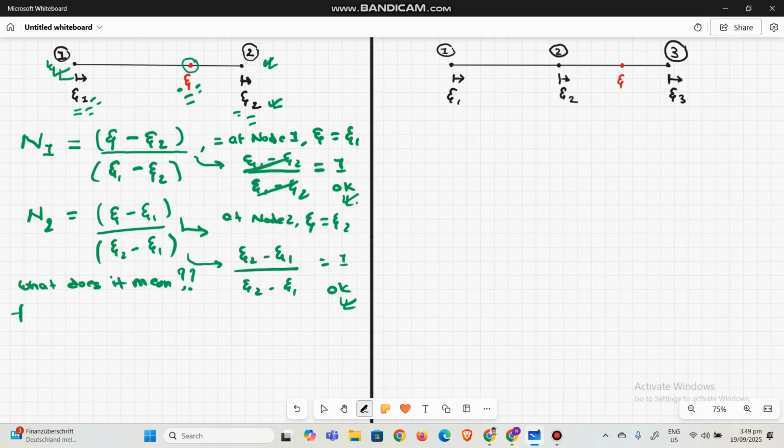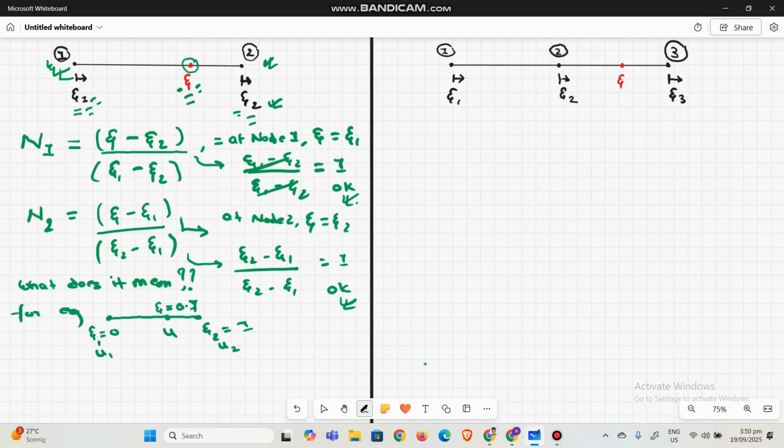For example, let's say we have a bar element and our local coordinate system is from xi1 equals 0 to xi2 equals 1, and we know the displacement at xi1 as u1 and at xi2 as u2, and we are asked to find the displacement u at this point. The xi here is just the local coordinate, and let's say I keep xi as 0.7 in local coordinate, as it ranges from 0 to 1.